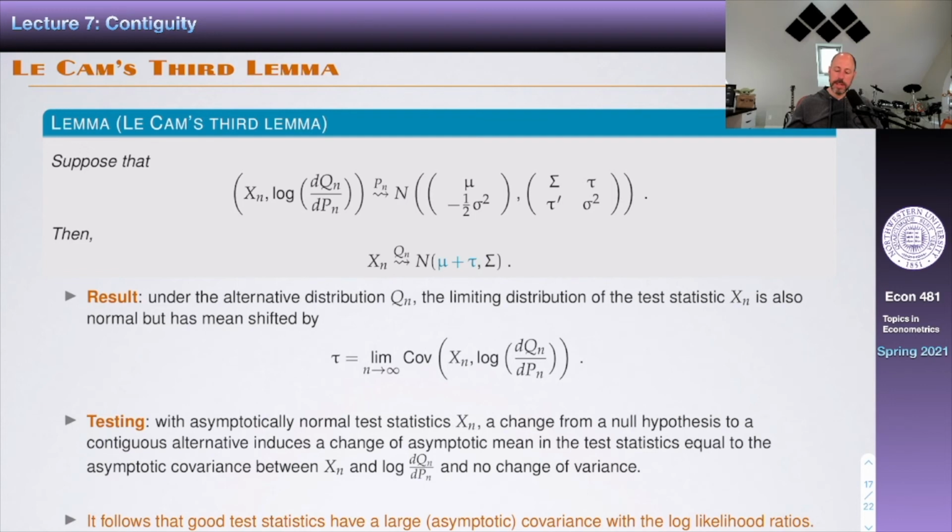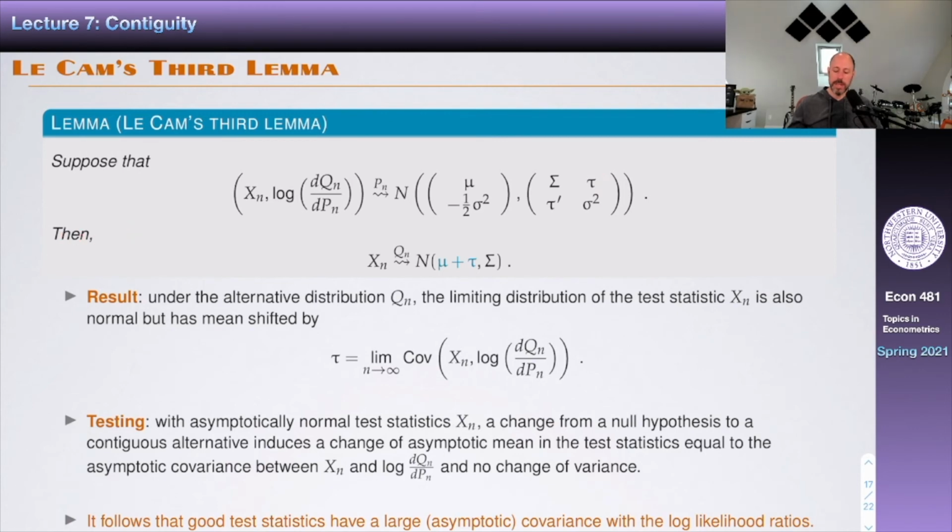First, Xn has mean mu and variance sigma squared, whatever it is. And then the log likelihood ratio has mean negative sigma squared over two and variance sigma squared. Notice that here we're saying that these two distributions are contiguous because the mean is negative half of the variance. So this statement supposes that Qn and Pn are contiguous. And it's also saying that the test statistic and the likelihood ratio may be asymptotically correlated. That is tau over here.